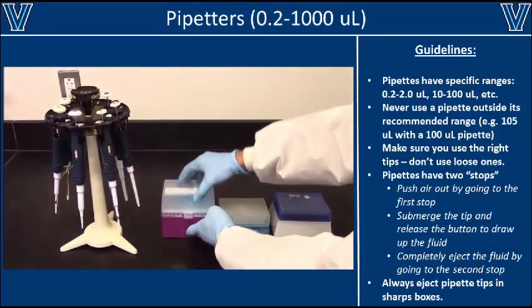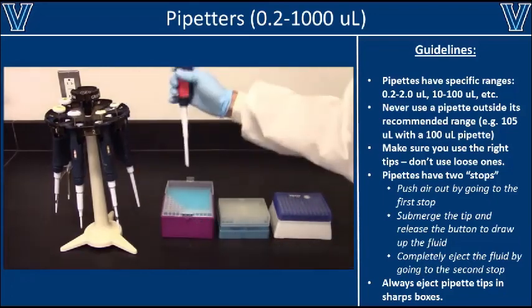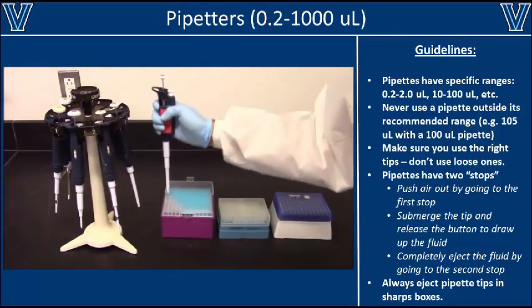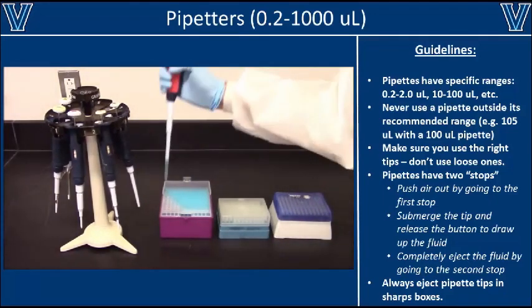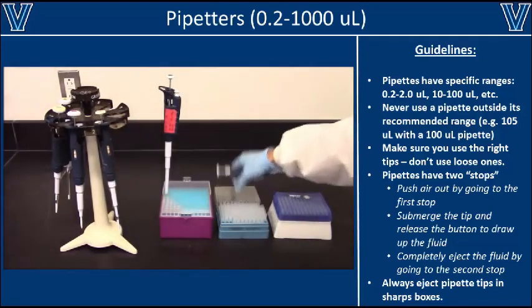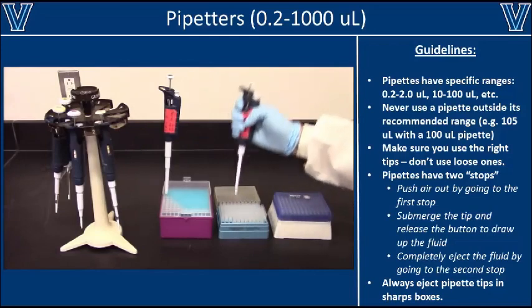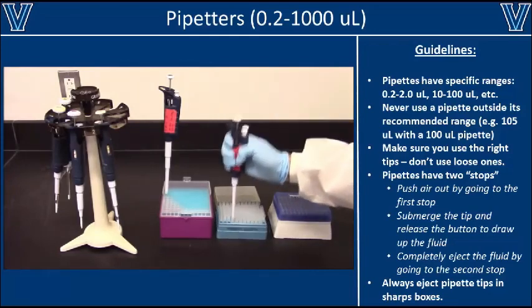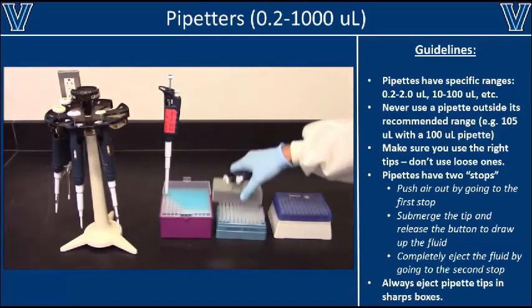Just as pipettes have unique volume ranges, they also require unique tips. For example, this P1000 requires large blue tips. Always make sure that the tips fit on snugly. If the tips fit on loosely or fall off, then they won't work properly and you'll need to find some other tips.